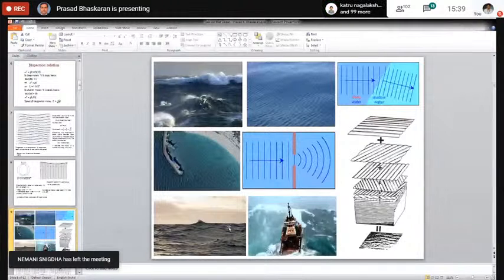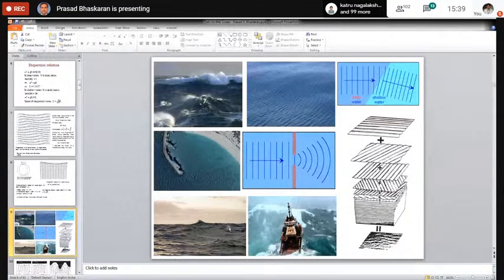So wave modeling is the subject of modeling these categories of waves, and you can do the prediction. The prediction can be done for about 5 days or 7 days in advance. So that is what I'm going to cover in this talk.